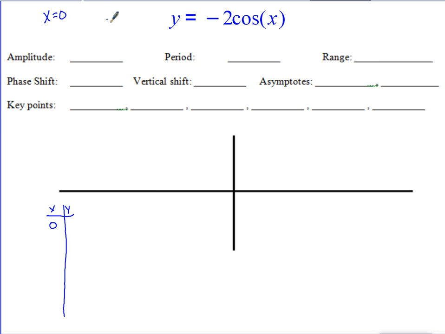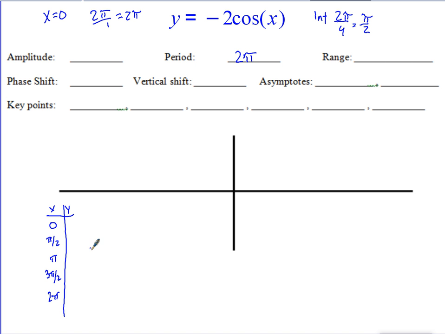Period is 2 pi over b. B in this case is 1 because there's nothing there. So my period is just 2 pi. The interval is the period divided by 4, which simplifies to pi over 2. To get my next key point, 0 plus pi over 2 is pi over 2. Plus pi over 2 again is pi. Plus pi over 2 again, 3 pi over 2. Plus pi over 2 again, 2 pi. So there are my x values.